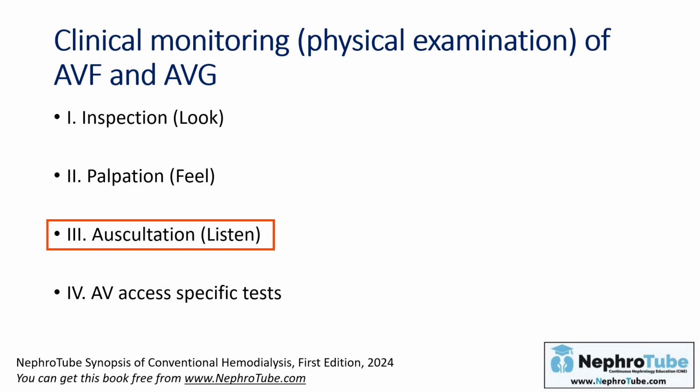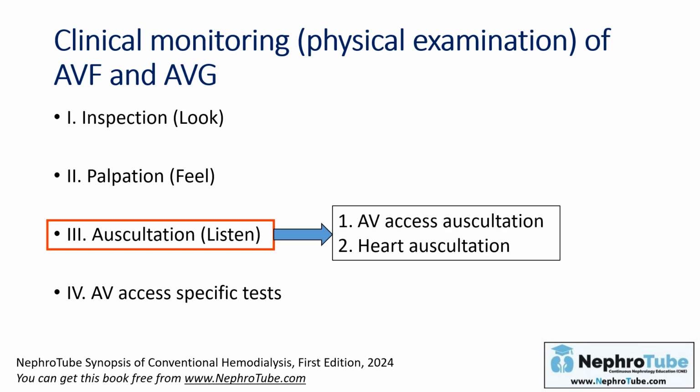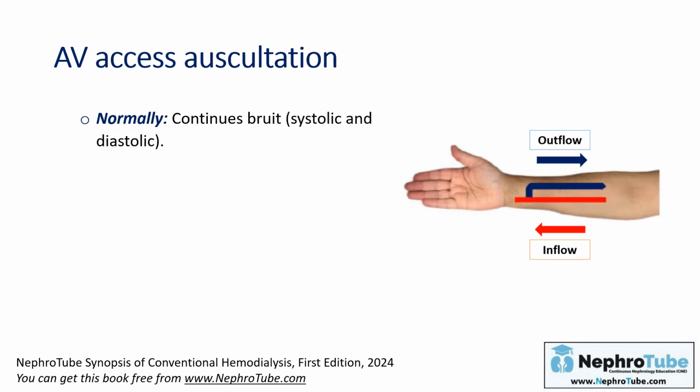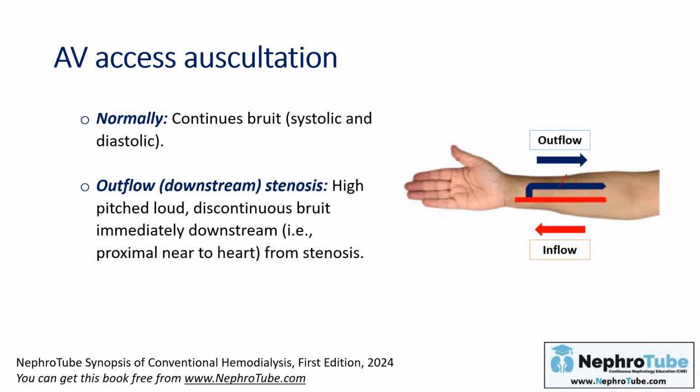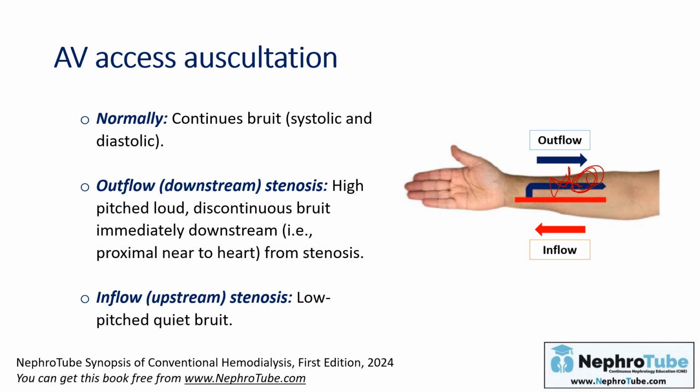In auscultation, we will auscultate the AV access itself, and we will auscultate the heart. Regarding AV access auscultation, normally you will hear a bruit, and the bruit will be continuous, systolic and diastolic. If there is outflow stenosis here, the bruit will be very high pitched, loud, and discontinuous, and it can be heard immediately after the stenosis. Regarding inflow stenosis, the bruit is the same as the thrill, but the thrill is by palpation and the bruit by auscultation.